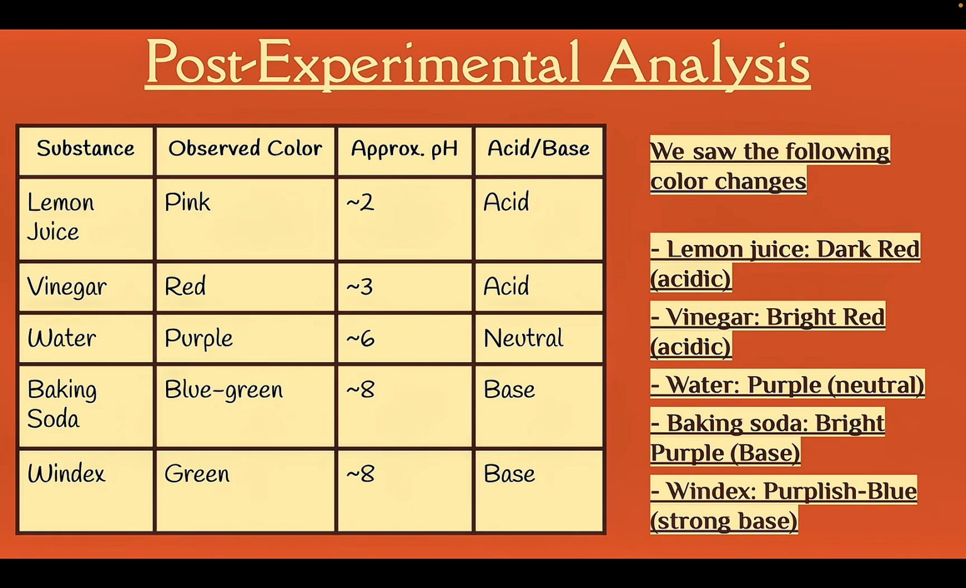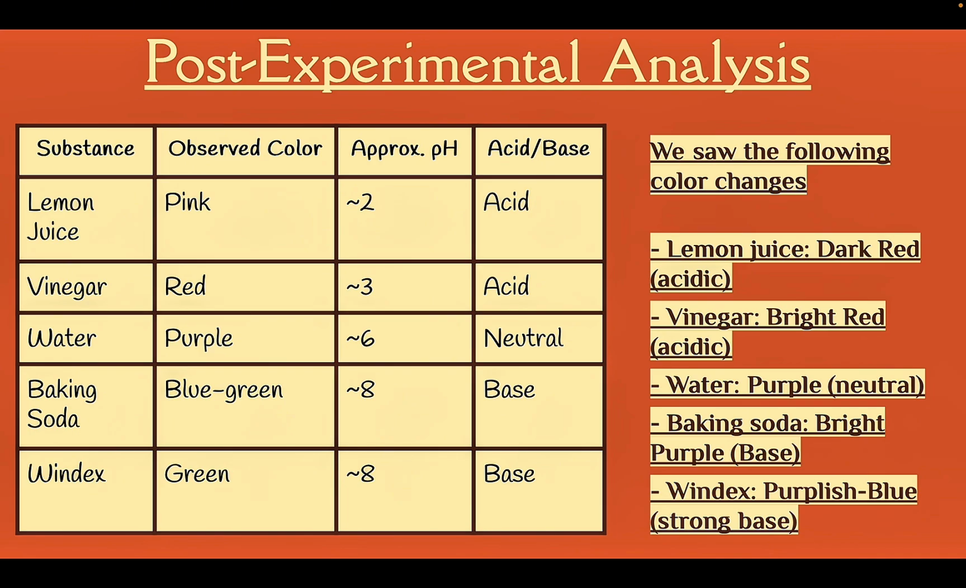Lemon juice has an actual pH approximation of 2, rather than 3 as in the other slide. And vinegar has an approximate pH level of 3, rather than 2. And you can see the different colors. Water also has an approximate pH of 6, maybe because it's not pure water. If you use pure water, it would be 7. Baking soda has an approximate pH of 8, and Windex as well. And you can observe the color, and tell whether it's an acid, a base, or neutral.